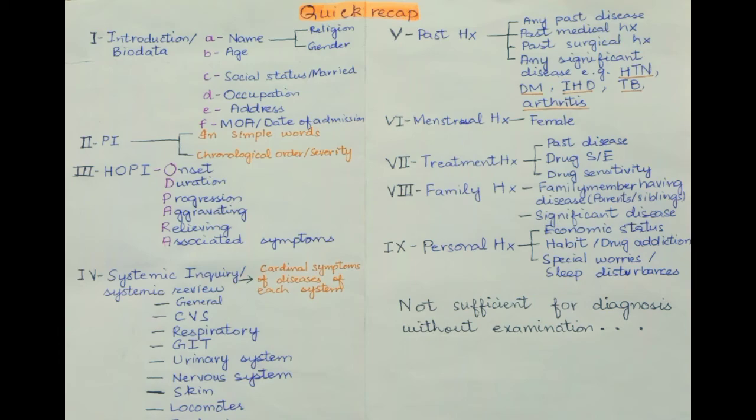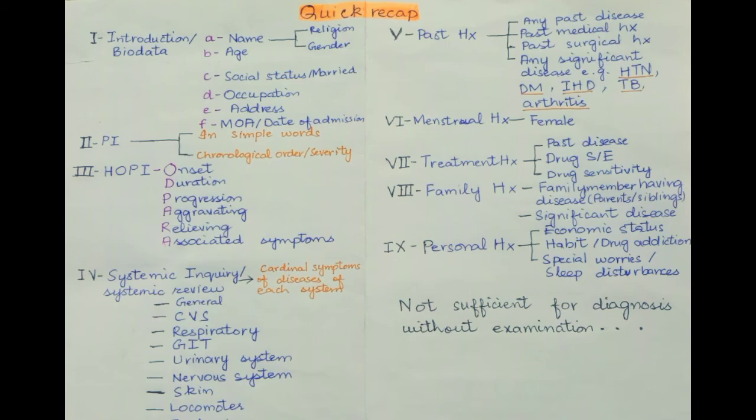We'll ask about the menstrual history in females and treatment history, suggesting any past disease, any drug side effect and drug sensitivity, family history, family member having any disease, especially the parents and siblings, and any significant disease in these members which are given above. In personal history, we'll ask about the economic status, habit, drug addiction, special worries, or sleep disturbances.